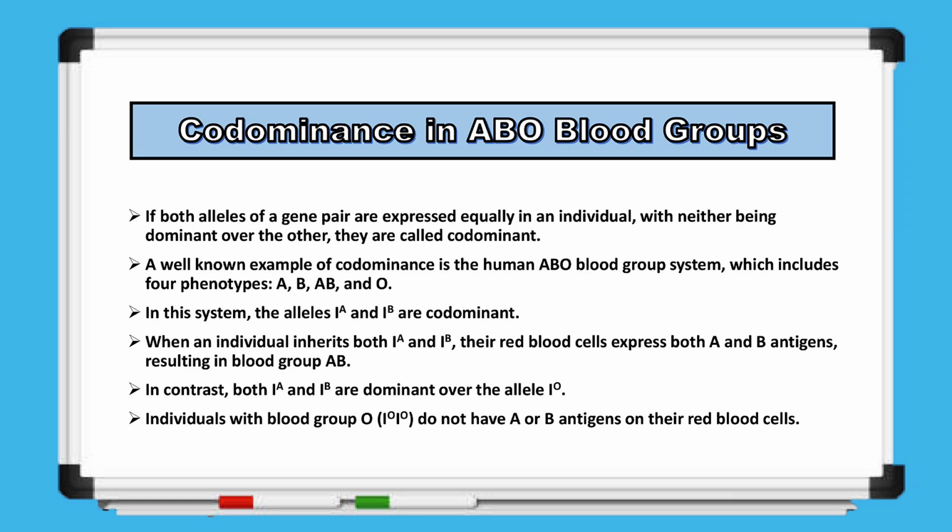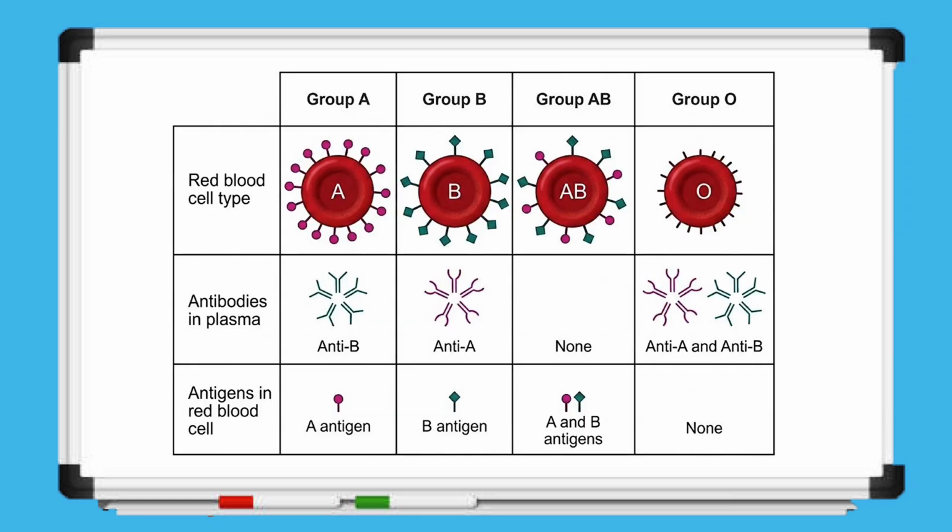In this system, the alleles IA and IB are codominant. When an individual inherits IA and IB, their red blood cells express both A and B antigens, resulting in blood group AB. In contrast, both IA and IB are dominant over the allele IO. Individuals with blood group O, with genotype small ii, do not have A or B antigens on their red blood cells. Now let's look at this diagram, which illustrates the ABO blood group system.